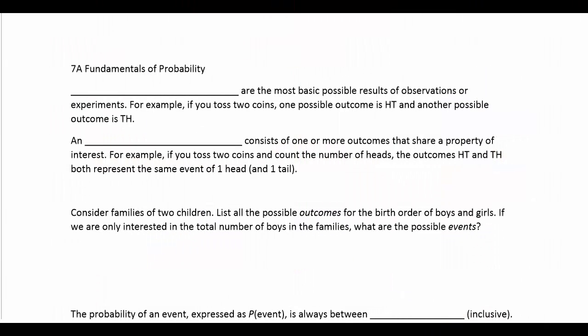All right, today we're talking about the fundamentals of probability. So let's start with a couple of real basic terms and then we'll jump in and look at what this all means. The outcomes are the most basic possible results of an observation or experiment. For example, if you toss two coins, one possible outcome is heads tails, another possible outcome is tails heads. This is what we define as an outcome.